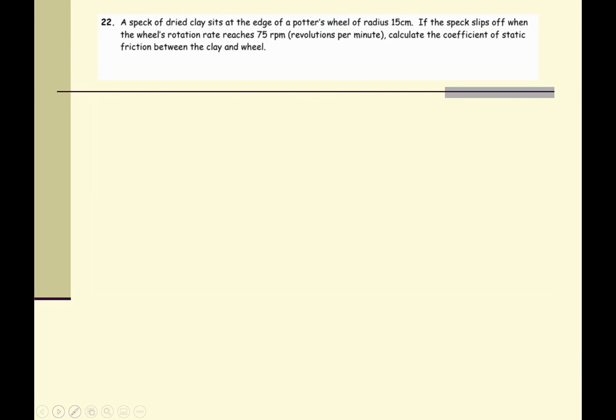So looking at our next question, it says a speck of dried clay sits on the edge of a potter's wheel with a radius of 15 centimeters. So we have a radius of 15 centimeters. If the speck of clay slips off when the wheel's rotation rate reaches 75 RPM. So it slips off. What does that mean? That means that the static friction has been overcome. Okay? Calculate the coefficient of static friction.